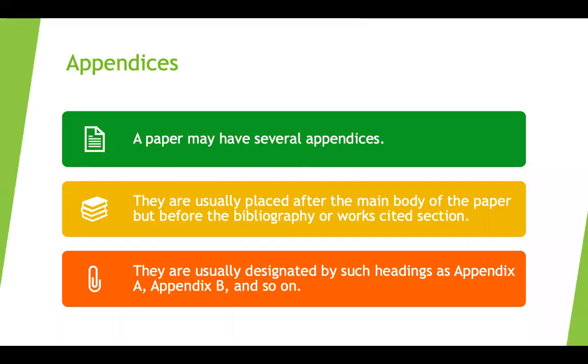A paper may have several appendices. They are usually placed after the main body of the paper, but before the bibliography or works cited section. They are usually designated by such headings as Appendix A, Appendix B, and so on.